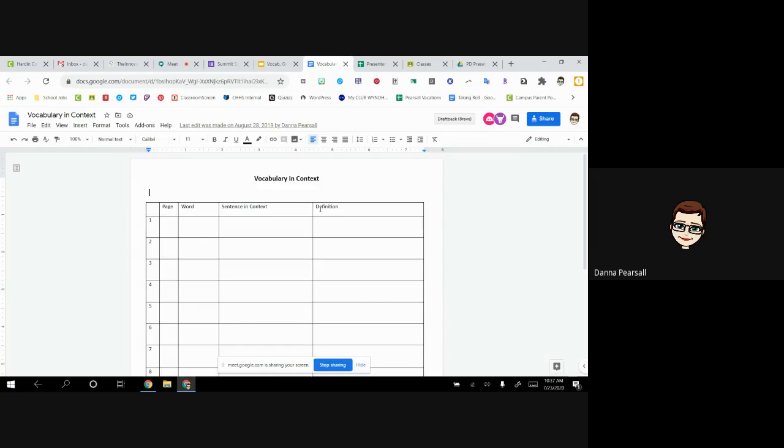Sometimes I have a column before the definition that's like what I think it is. So they would put what they think the definition is, and then they will go and look it up and put the actual definition.